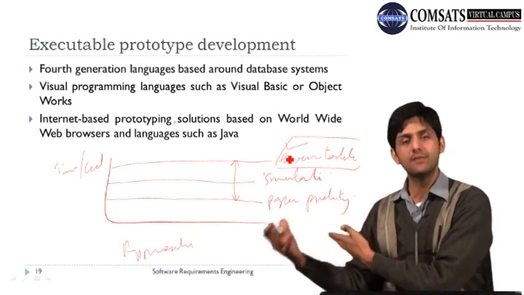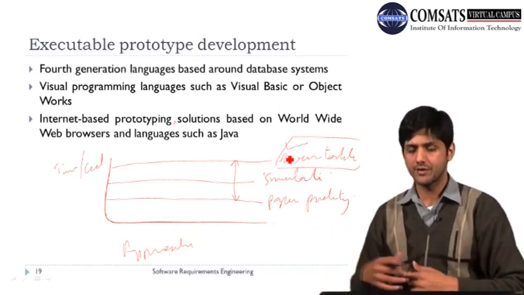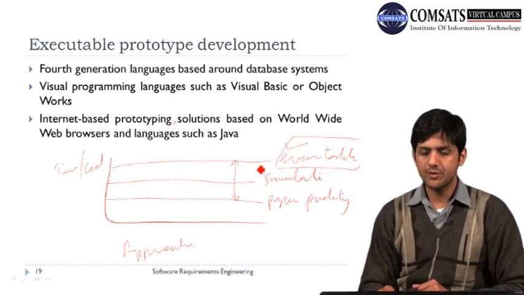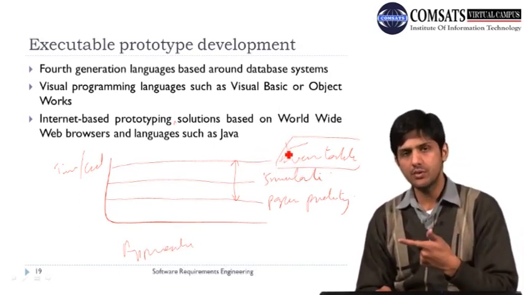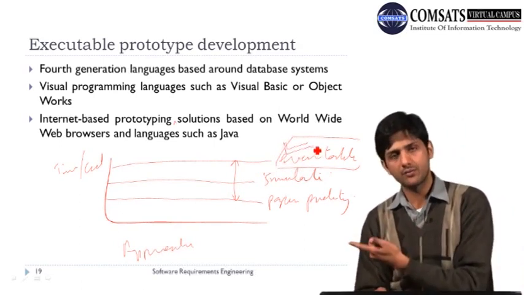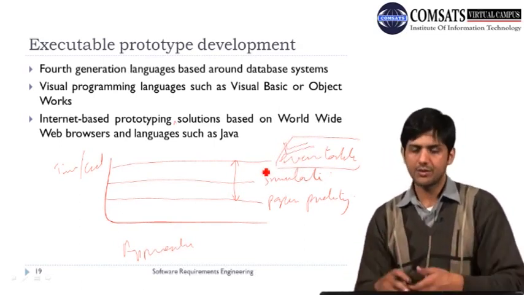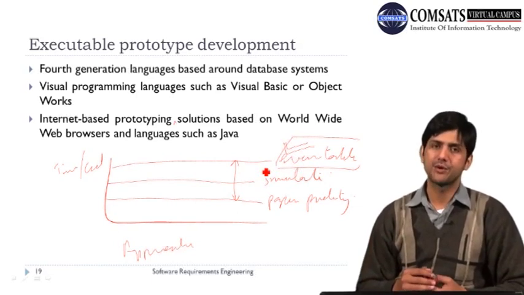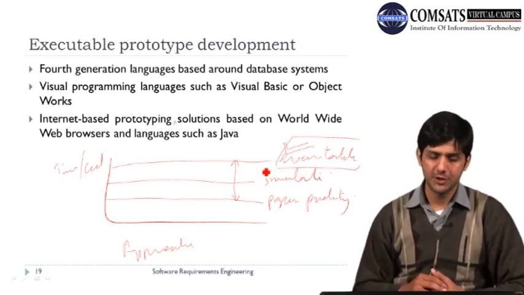It will cause lesser rework towards the later part of the software development life cycle. So you can say you're going to spend more on executable when you're using the executable prototyping approach, but you're going to recover it later on as well. And similarly, you can also relate that with the simulation approach and the paper prototyping approach.